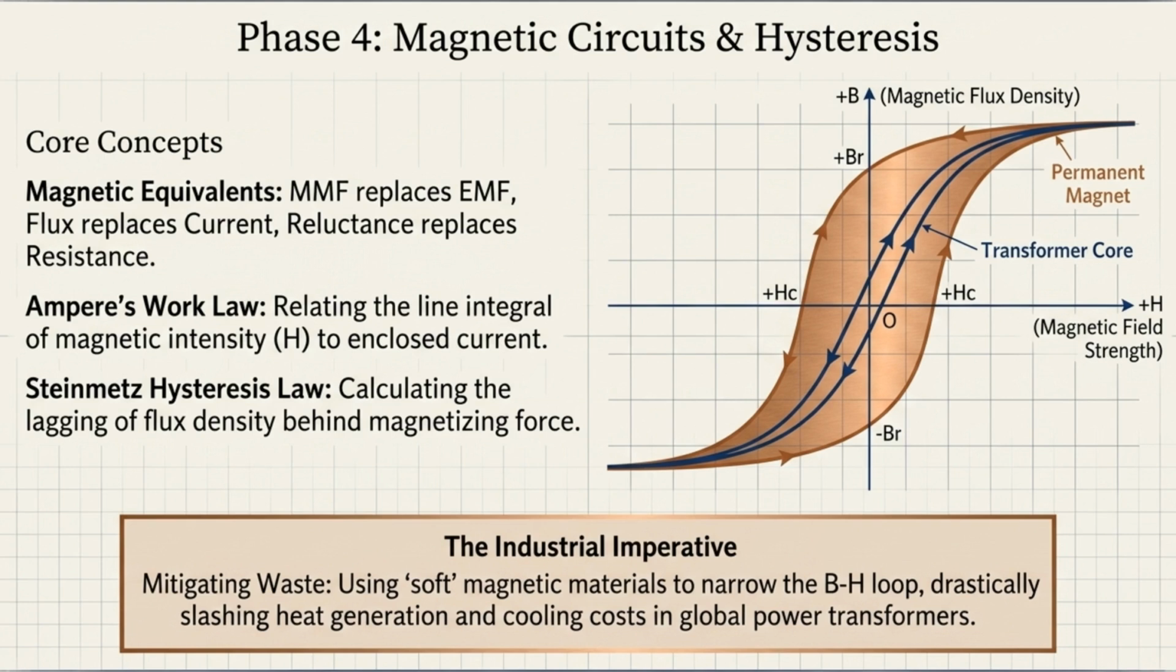Phase 4 delves into magnetic circuits and hysteresis. Key concepts include magnetic equivalence, Ampere's work law, and the Steinmetz hysteresis law. We also discuss mitigating waste using soft magnetic materials to reduce heat generation in power transformers.